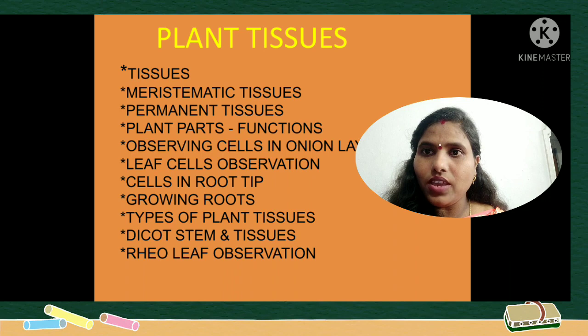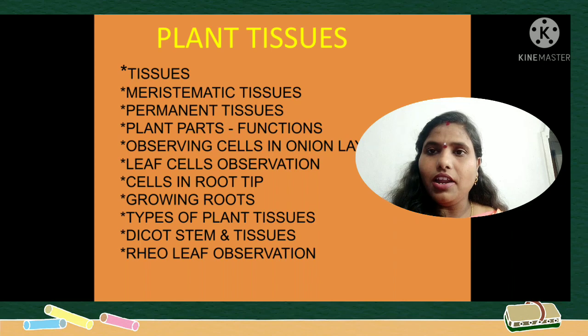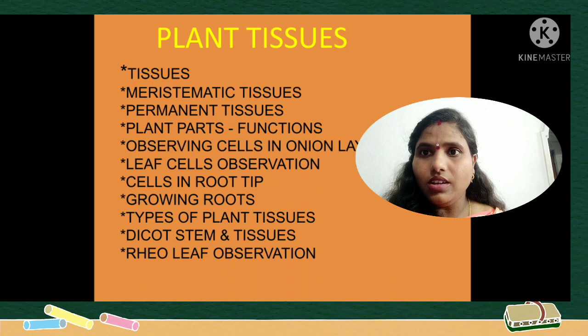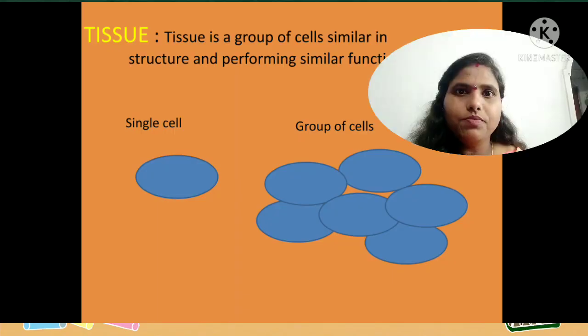In the same way, we can observe the cells of Rhoeo leaf, then root tip cells, and then dicot stem tissues. We can also observe how the roots grow in an onion bulb, and how we can dissect the root tip for the observation of tissues in that root tip.